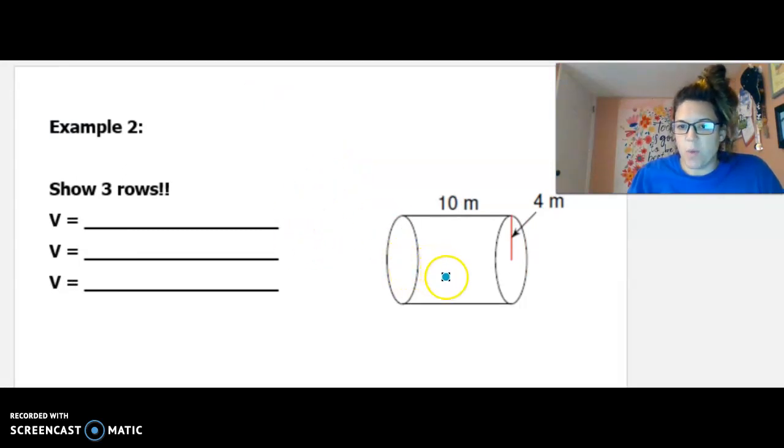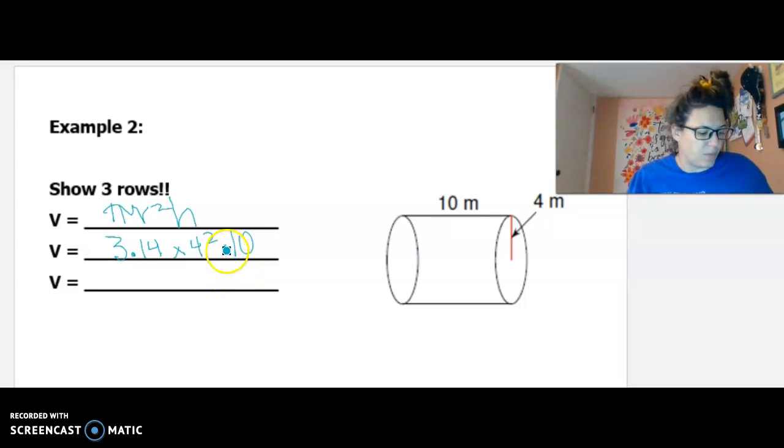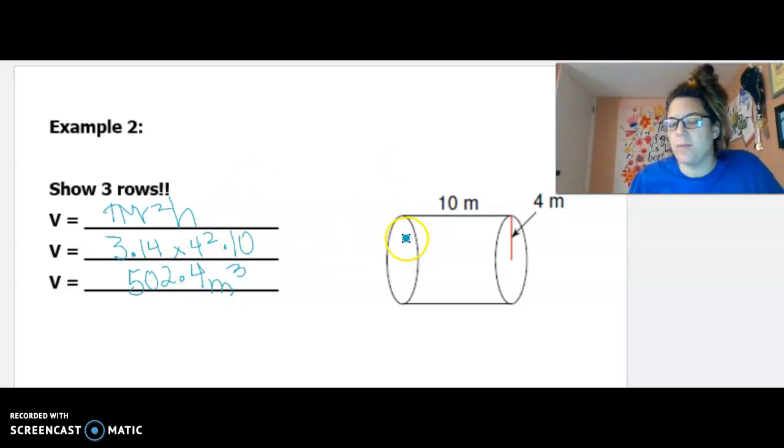All right, let's try one more of these. In this case, I did give you the radius, and the height of our cylinder is 10. This is just a cylinder pushed over on the side, right? So our formula is pi r squared times the height. So 3.14 times the radius, which is 4, squared, times the height, which is 10. And hopefully you got 502.4 cubic meters that it would take to fill up that cylinder.